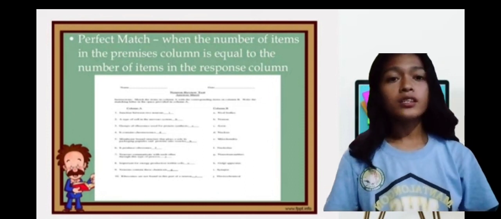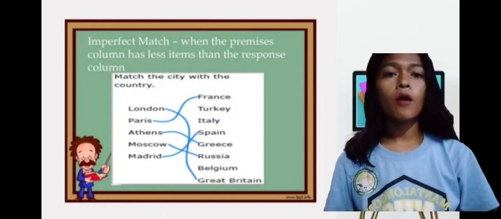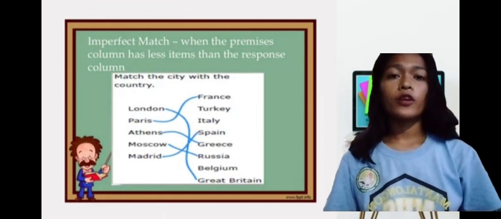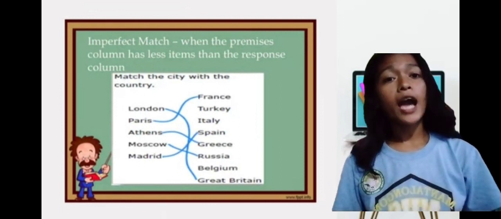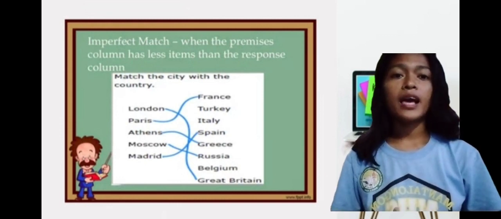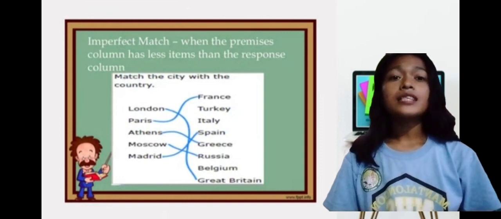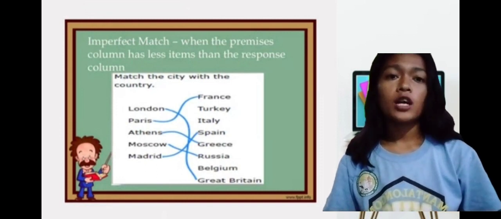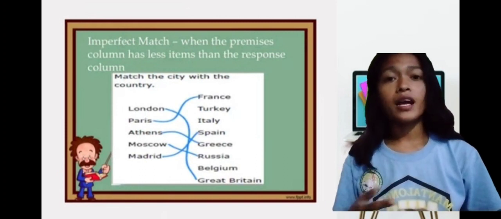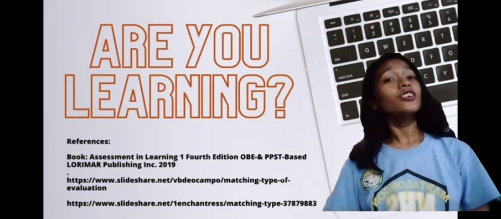On the other hand, when we say imperfect match, it is when the premises column has fewer items than the responses column. So for example, if you have 10 items in your premises or column A, your responses should be 11 or more in column B. Class, it is advised to use an imperfect match as much as possible to avoid the mere elimination or guessing of the students. So, are you learning?